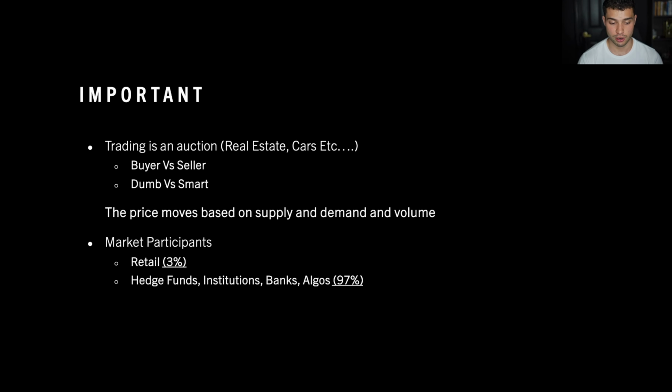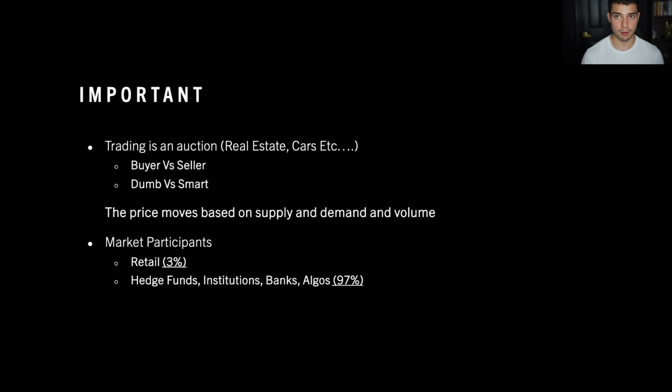All right, in trading, you got to understand trading is an auction. So just like real estate, just like selling cars, just like any type of auction, you have a buyer and a seller. Someone's buying because someone's selling. That's it, right? Then you also have dumb versus smart. So what I mean by that is first we'll say the price moves based on supply and demand and volume, okay? There's always going to be supply, there's always going to be demand for that, and there's always going to be volume, whether low volume or high volume.